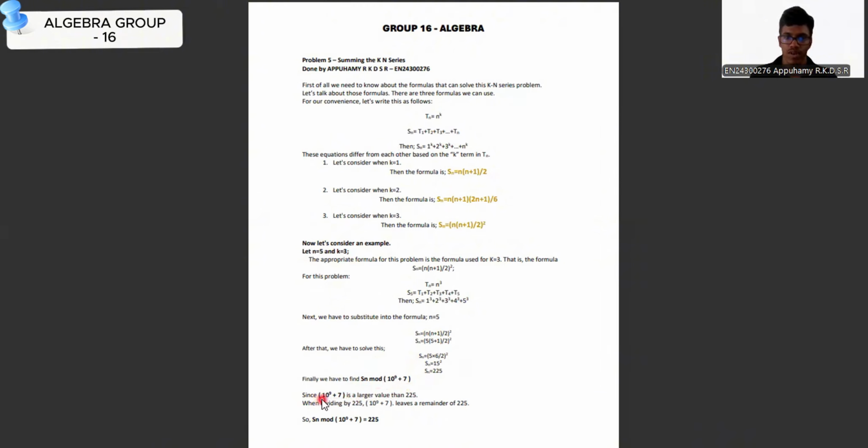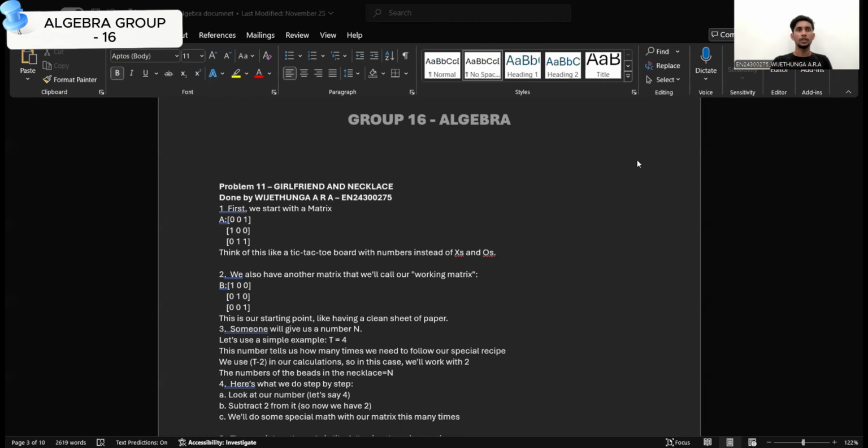Since 10 to the power 9 plus 7 is a larger value than 225, we get Sn mod 10 to the power 9 plus 7 equal to 225. I'm going to explain the 11th problem.